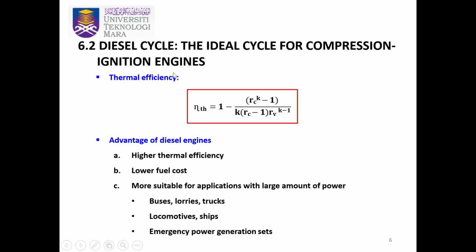Alright, so the thermal efficiency can be written as eta TH equal to 1 minus 1 over RV to the power K minus 1, times (RC to the power K minus 1) over K(RC minus 1). Okay, RC ni adalah cut off ratio. K ni adalah ratio of specific heat. RV ni adalah compression ratio. So, kalau rasa confused boleh rujuk pada nota sebelum ni lah.